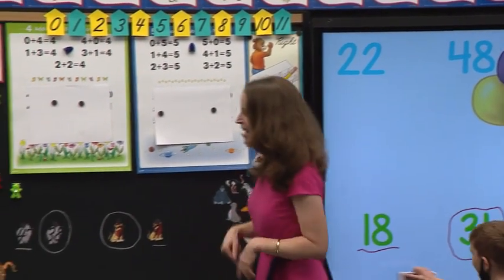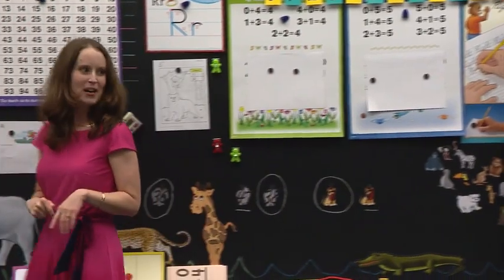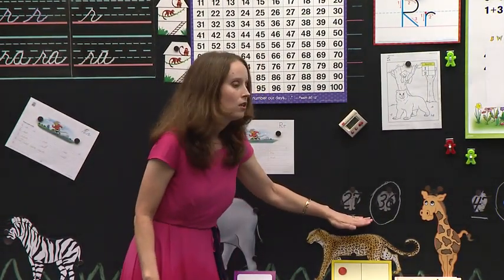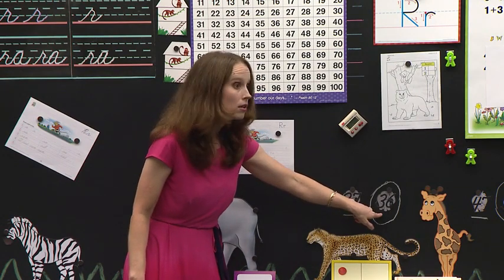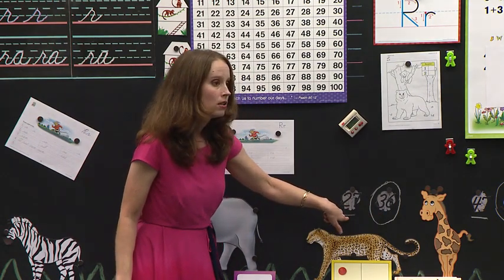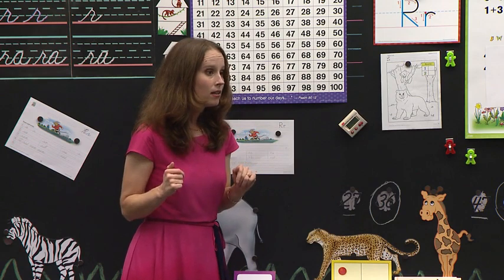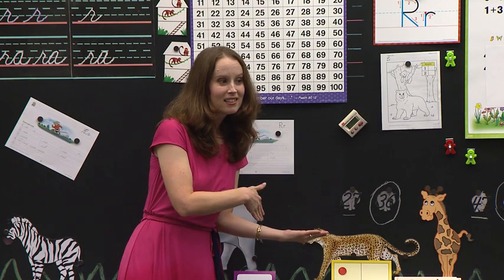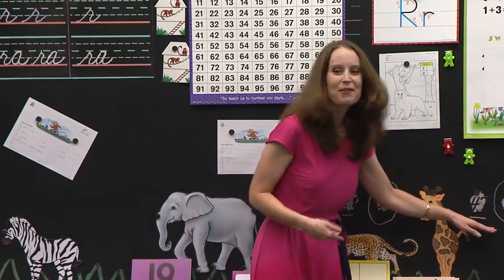Let's see how we did. We're going to start with our elephant numbers right here. These are Aslan's. Aslan, tell us your numbers that you had. 36 and 27. And which one was greater? 36. So that made 27 less. It was less.